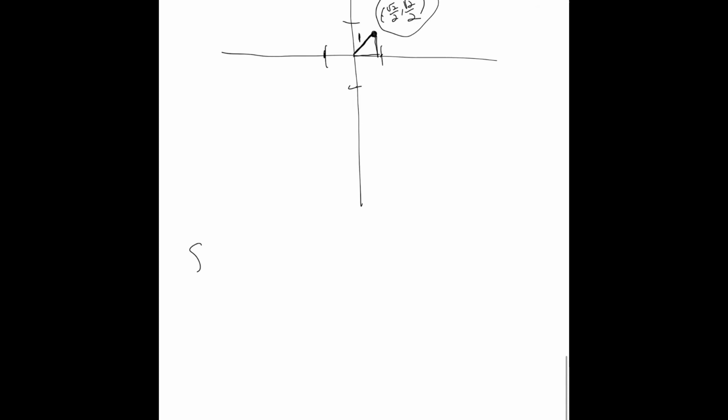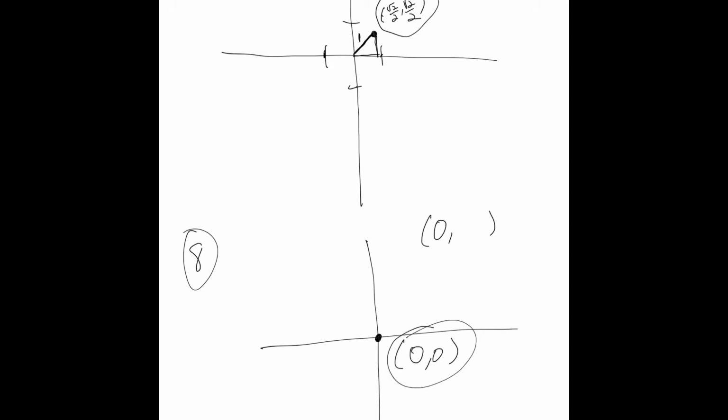Now we'll look at 8. Alright, and this one, the radius is 0. Anytime the radius is 0, it doesn't matter what the radian is or the degree is. If the radius is 0, we're always going to be right here. And so the rectangular coordinate is just 0, 0.